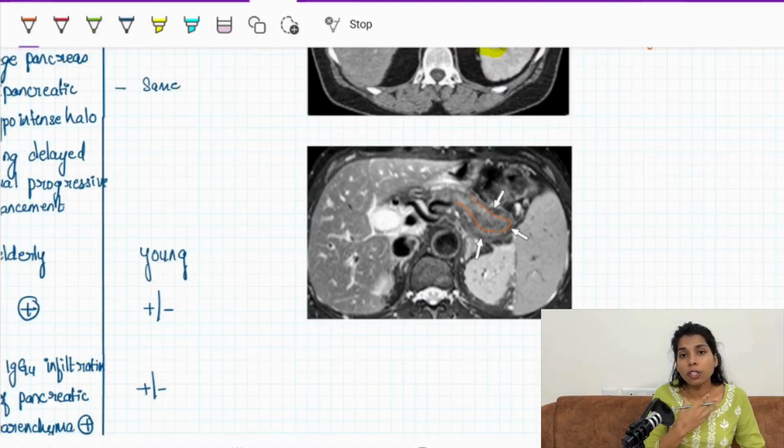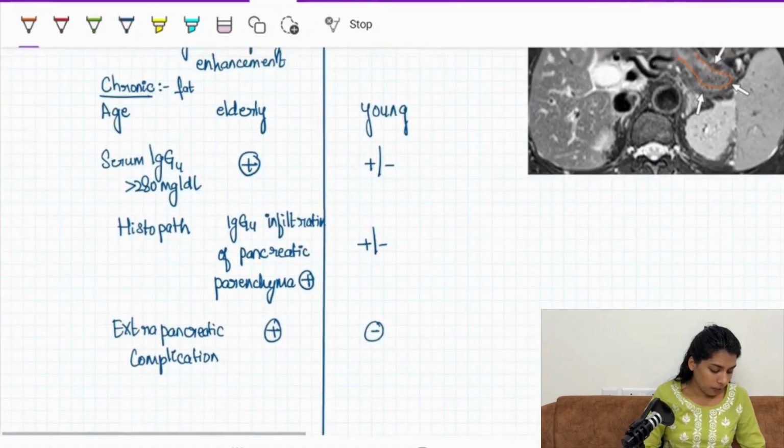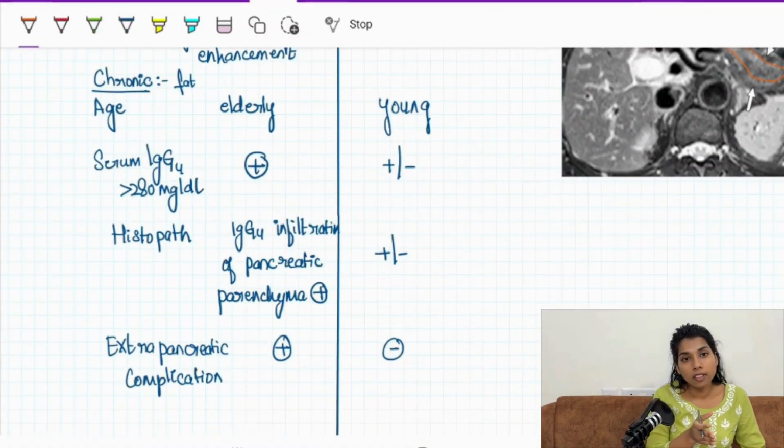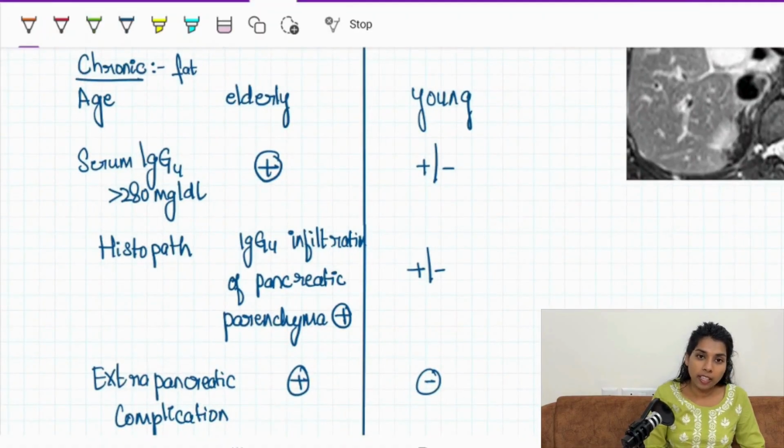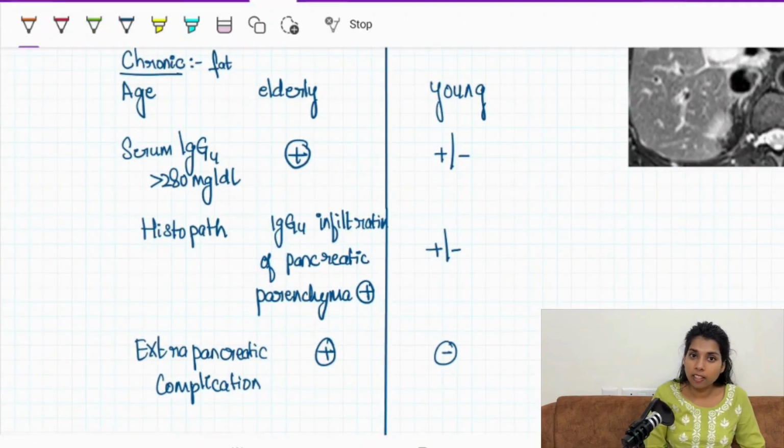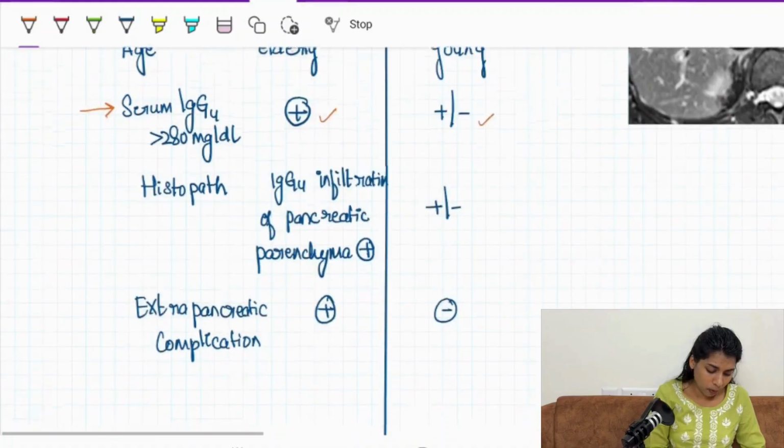So how do you differentiate them? You will differentiate them based on the clinical history as well as the biochemical markers. Clinical history being an elderly patient is coming to you, then think of a type 1 autoimmune pancreatitis. However, in a young patient, you most likely see a type 2 autoimmune pancreatitis. The other is the level of serum IgG. IgG4 levels are elevated in type 1. They are normal or slightly elevated in type 2 autoimmune pancreatitis.